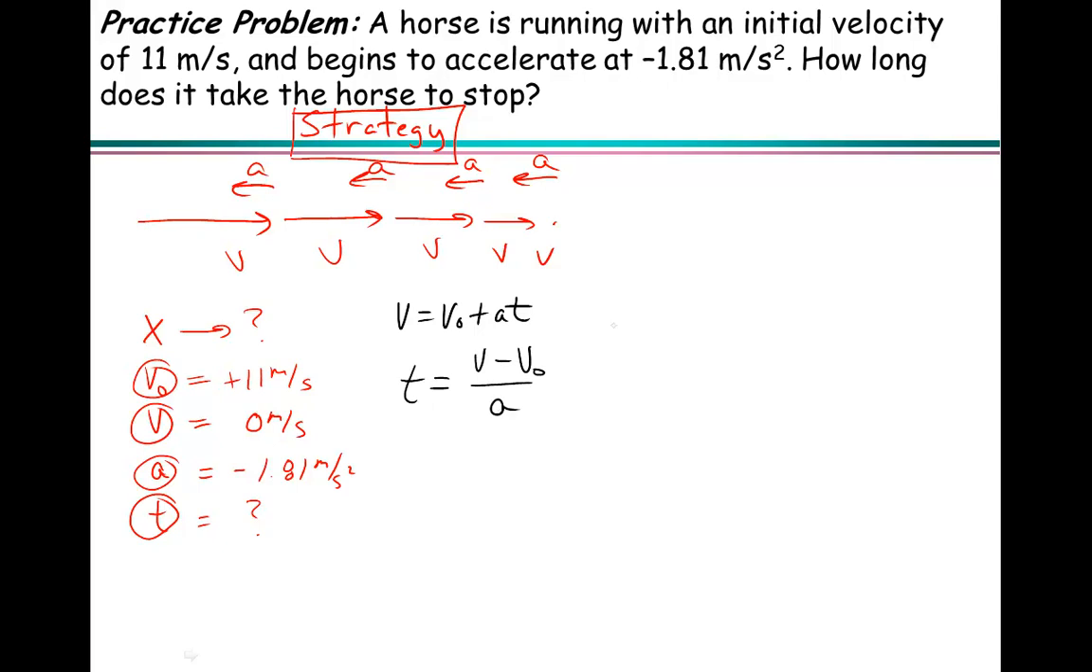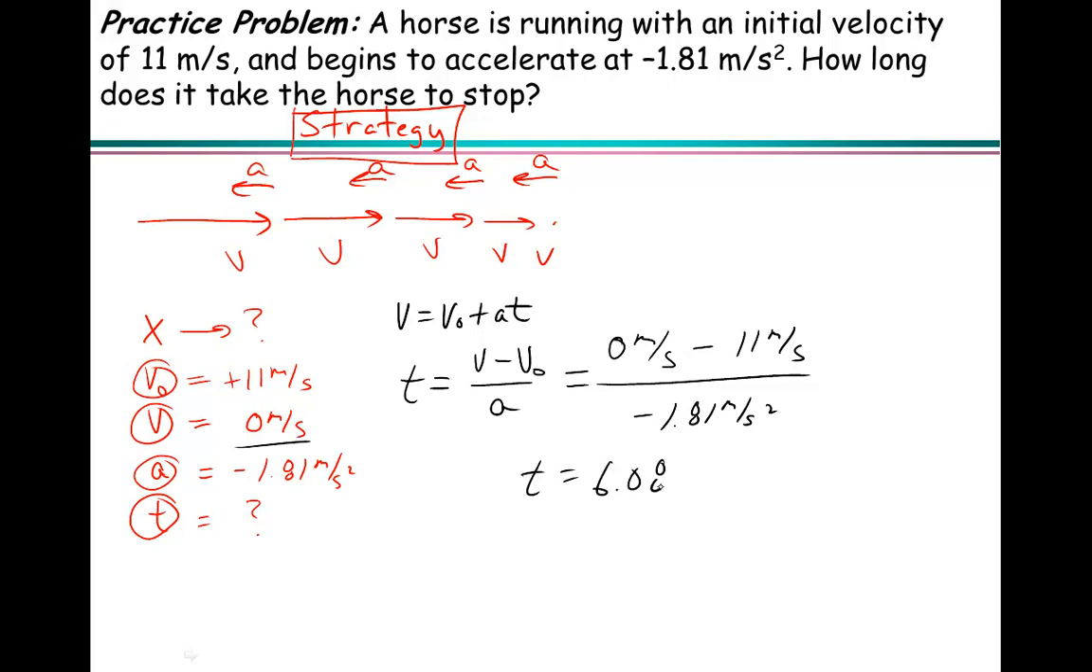So my final velocity, just like it says here, is 0 meters per second. My initial velocity is 11 meters per second. And I'm dividing that by an acceleration of negative 1.81 meters per second squared. And I'm getting a time of about 6.08 seconds. Okay, so there's how we're using our strategy.